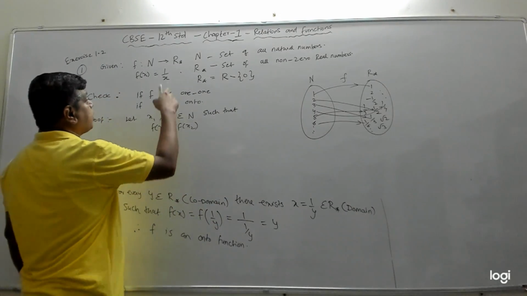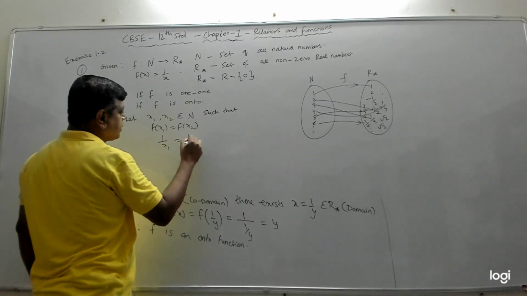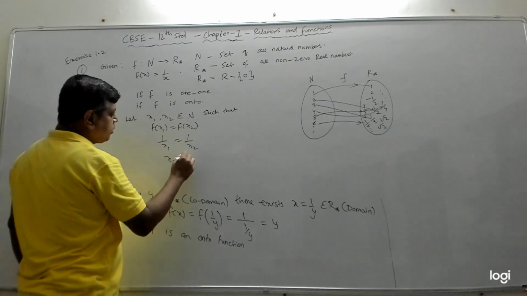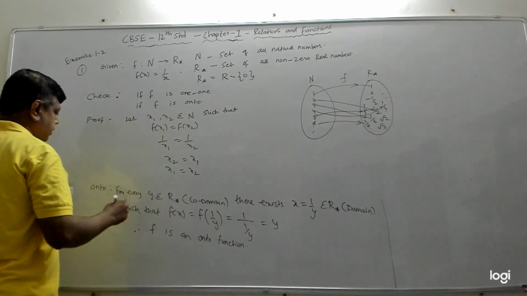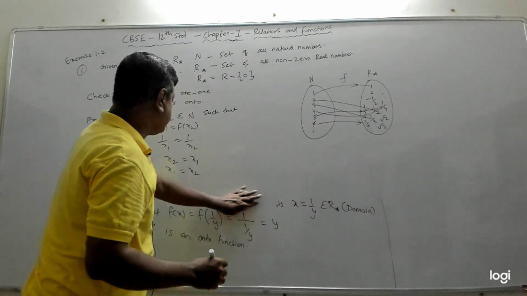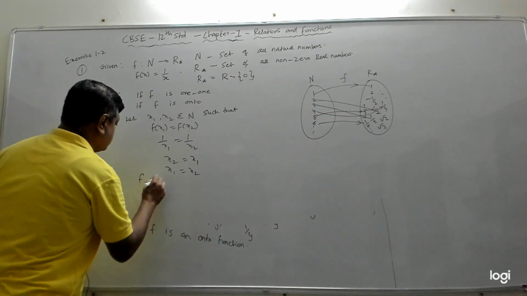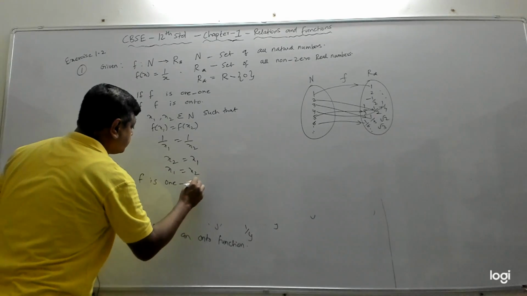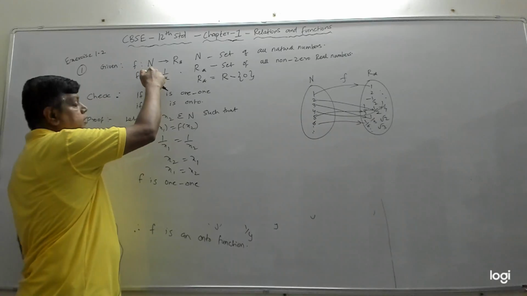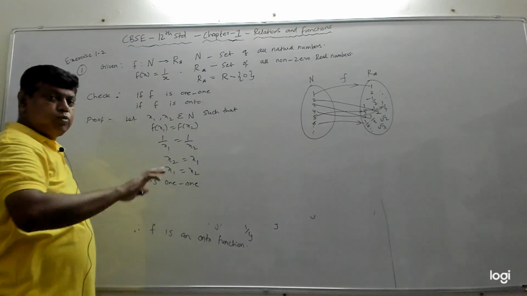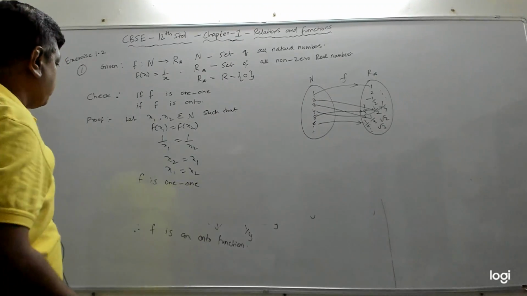So now what is f of x1? f of x is 1 by x, which means f of x1 will be 1 by x1 equal to 1 by x2. Again, if you cross multiply, you will get x1 equal to x2. So therefore that makes f 1 to 1. So we have proved f is 1 to 1. Even if you replace the domain with N, natural numbers, it is 1 to 1.